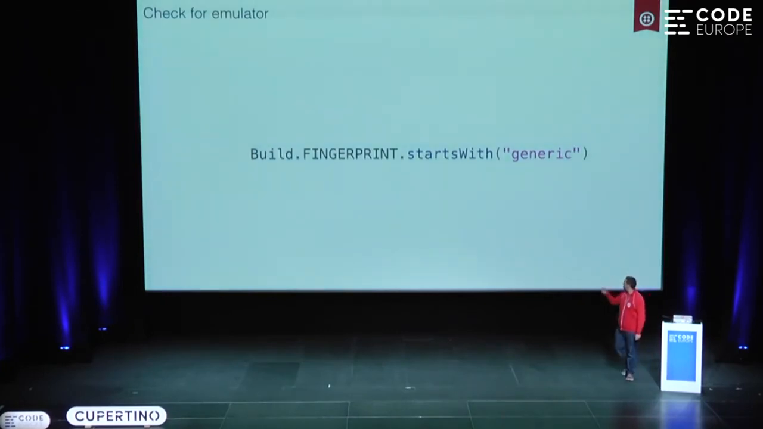You're basically looking at the fingerprint, and if it says generic, you're talking about the Android emulator. If it says Genymotion, it's a different emulator. So there are a few different emulators you should look for. But in general, I think that my applications, unless I'm actively working on them, unless I'm actually building them, should not run on an emulator.